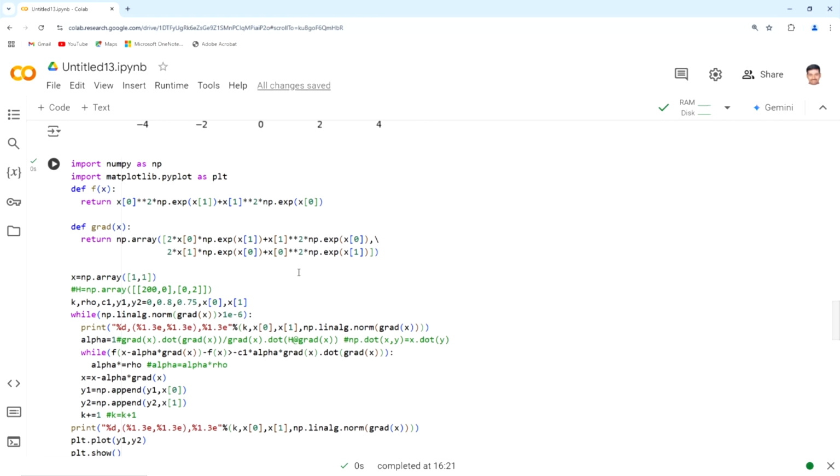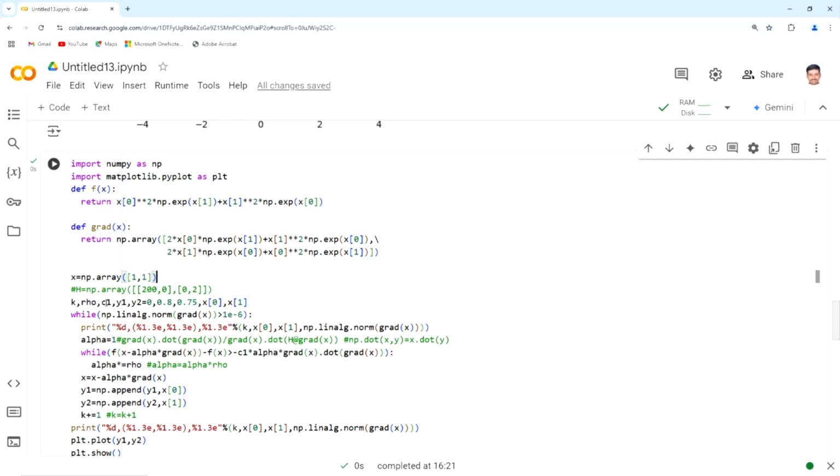So, yeah, this is the code to find the minimum of x1 squared e power x2 plus x2 squared e power x1. Note that you can use this exact same algorithm for any function. What should you change? You have to change f of x and grad of x. And if you want to change the initial point, you can do so.